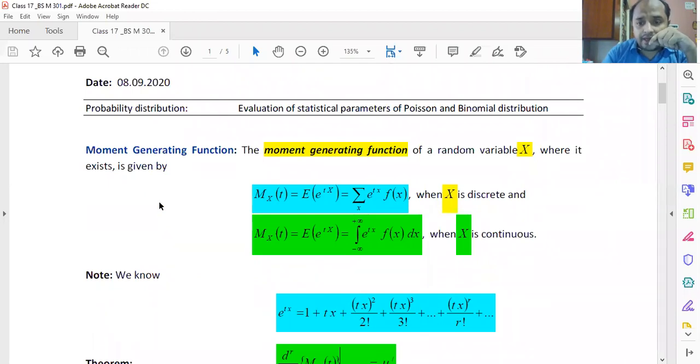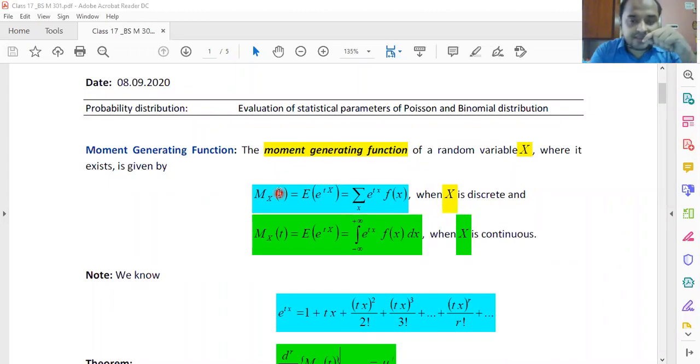All of you can see what I have written over here. The moment generating function of the random variable capital X is defined in the following way. We denote the moment generating function of the random variable capital X as M_X(t), and this is defined as the expectation of e to the power t into capital X. Okay, what is t? t represents actually the time.